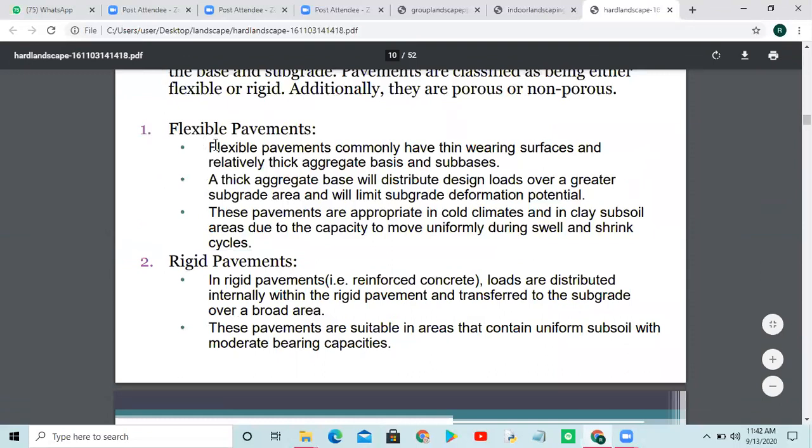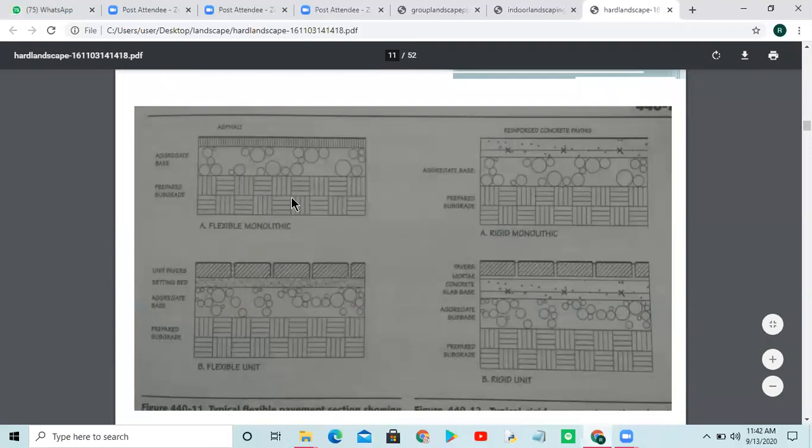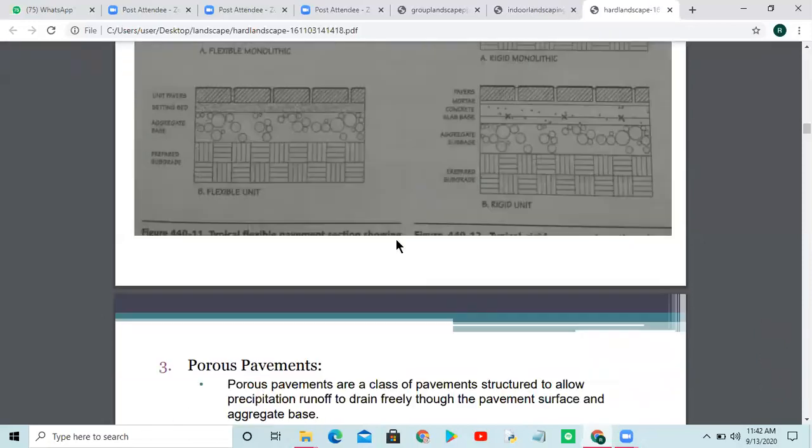Pavements can be flexible, they can be rigid, or monolithic. Monolithic means basically everything is of the same type. Again, formal and informal arrangements, you can read through it.